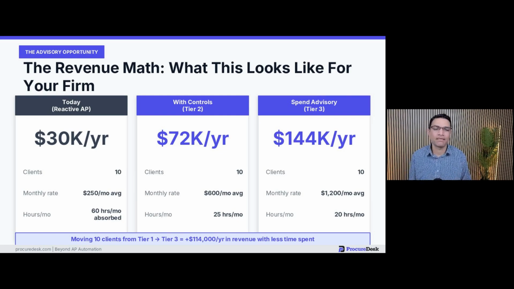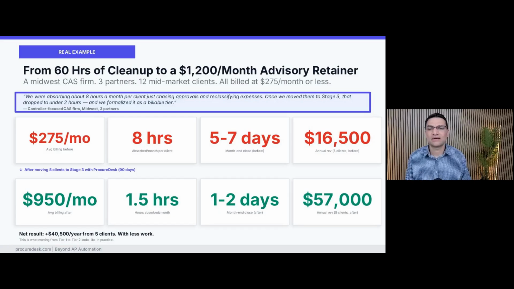Now, here's an example of an existing client. They were charging $275 a month, which was pretty low from our perspective, which comes down to around $16,500 for 5 clients per year. And they moved from $275 to $950, and revenue increased from $16,500 to $57,000. So you can see the price difference right here.